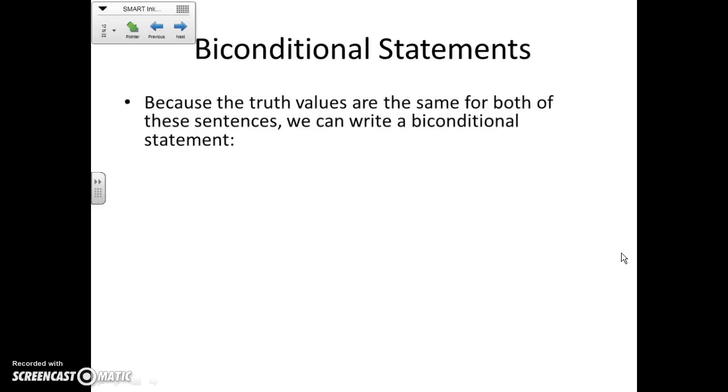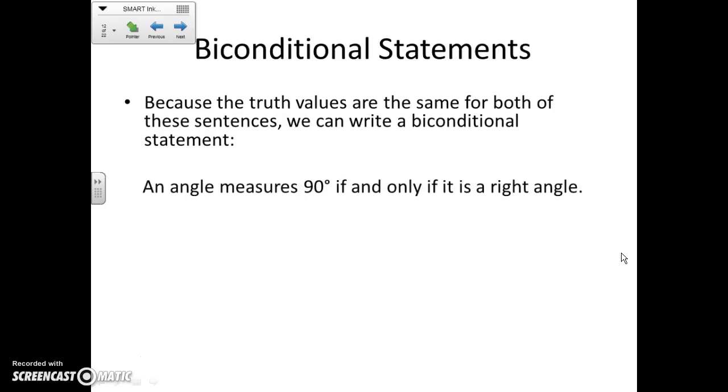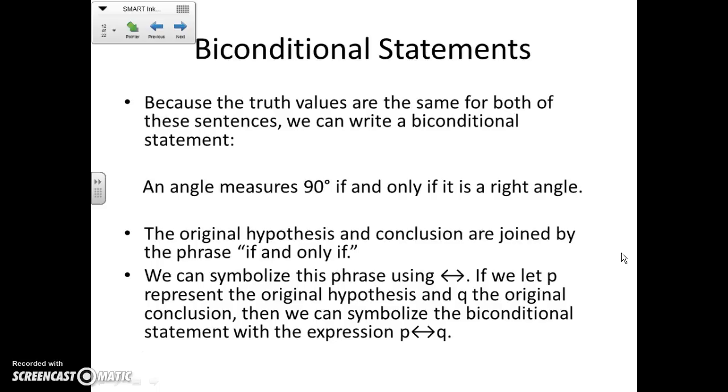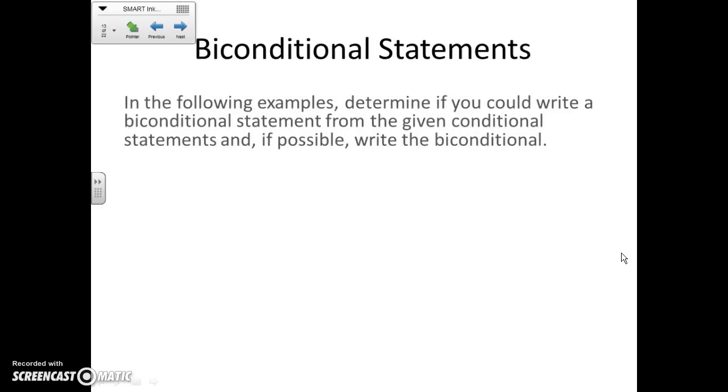Therefore, I can write a biconditional statement using this information. An angle measures 90 degrees if and only if it is a right angle. I took the original hypothesis and the original conclusion and joined them by the phrase if and only if. We could represent this symbolically using the double arrow. So P double arrow Q would represent the biconditional statement for this example.